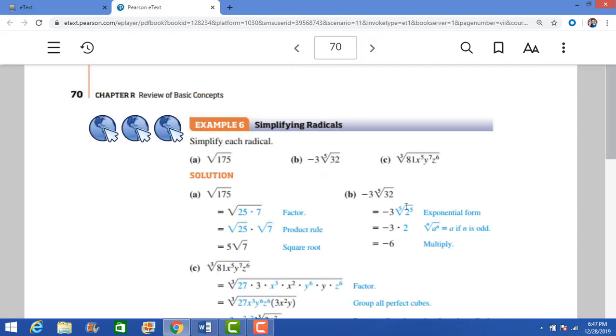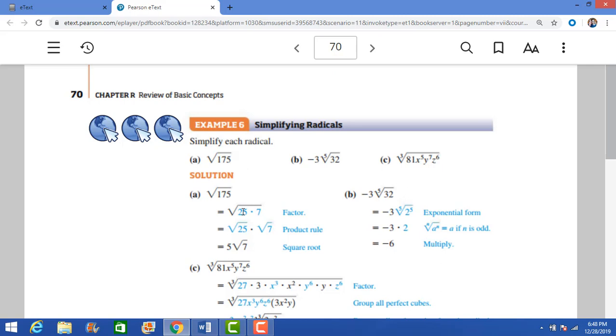So let's look at this example here. Let's simplify this radical. We want to make sure that this has all of the steps that we've just went over. So let's look at this one. We first factor this out and see if there's any factors that we can raise to a perfect square. Well, if you look, it has a factor of 25, which is a perfect square.